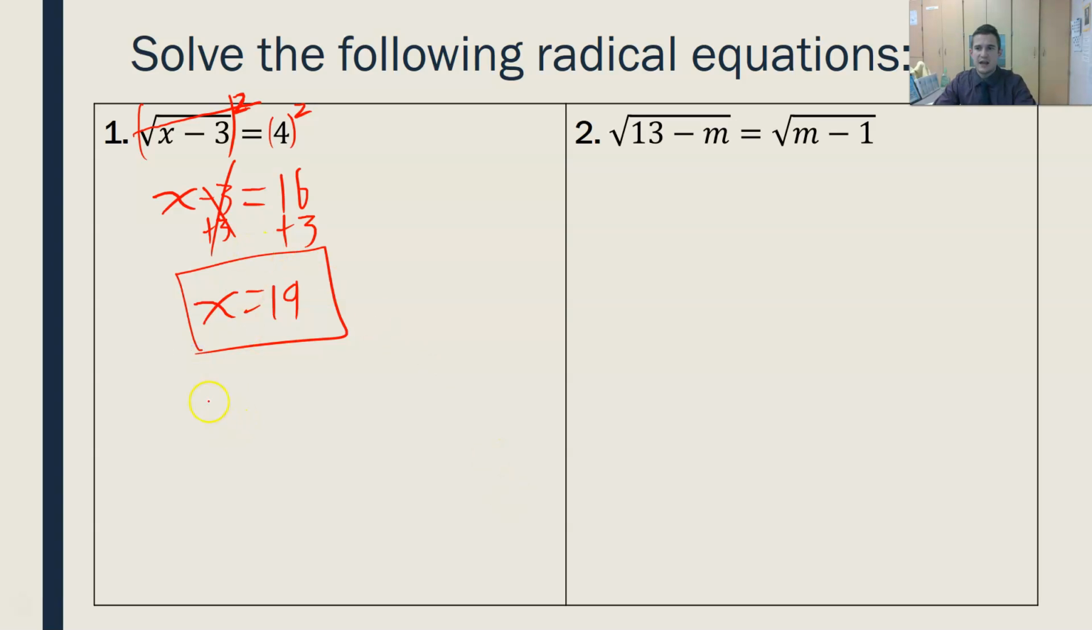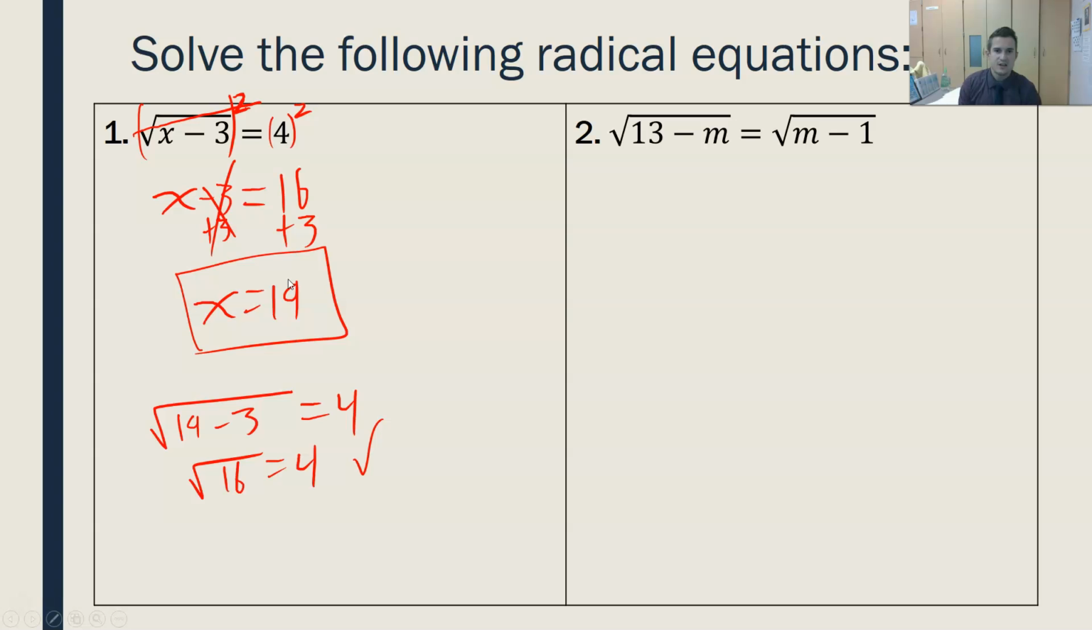Let's double check if I were to plug 19 back in for x here. The square root of 19 minus 3 equals 4. Well, the square root of 19 minus 3, that's the square root of 16. The square root of 16 is indeed a positive 4. So I've double checked. x equals 19 is my solution.